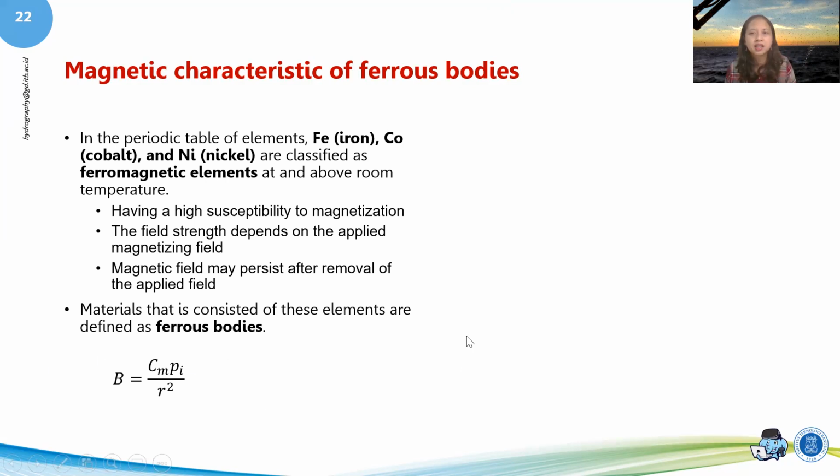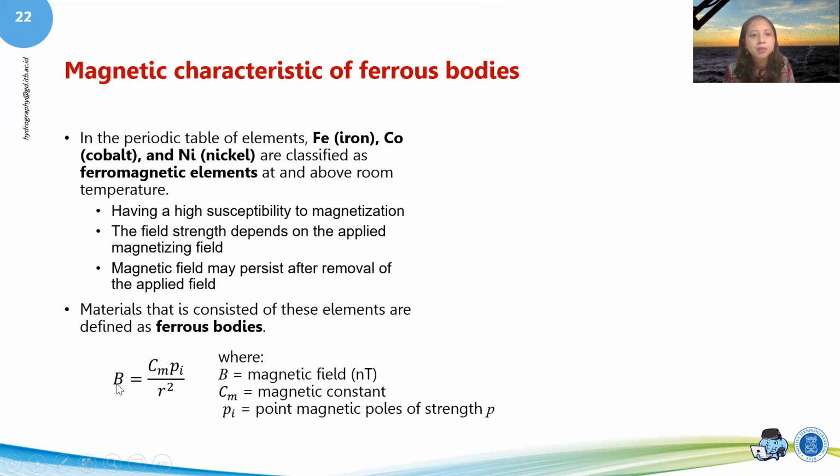So this is basically the very basic equation. It looks very similar to gravity. So you've got the R in here, and then you've got the magnetic field that you want to calculate. Normally it's in nanotesla or nT. You've got the magnetic constant, depending on what material you're working in, and the point magnetic poles of strength. So where you are at is your measurement area. We will talk about this later.